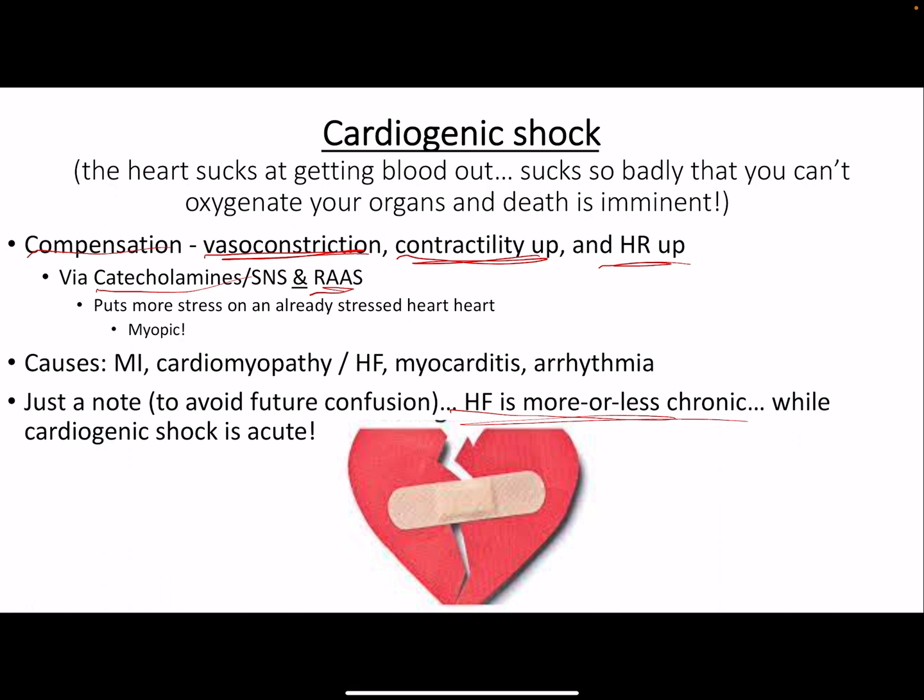Now, this might work a little bit in the short term, but I would say it's myopic because, I guess there's trade-offs, but it's going to damage your heart in the long run, especially with heart failure, if you have all of these techniques that are putting more stress on an already stressed heart. So MI, cardiomyopathy, which can lead to heart failure when the heart's just not pumping enough, myocarditis or arrhythmias can all lead to cardiogenic shock, especially VTach and VFib.